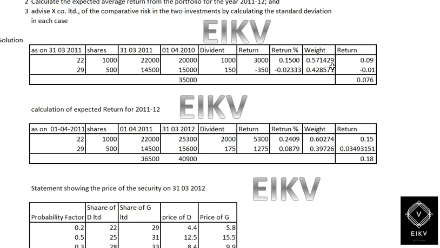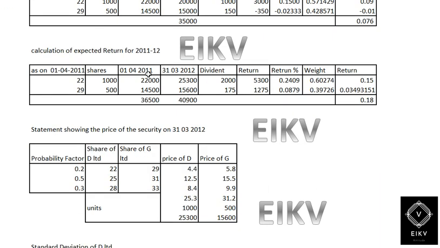Now the weight computation. The weight is the amount invested per share divided by the total amount invested. It would be 20,000 divided by 35,000 and 15,000 divided by 35,000, which gives the weights 0.57 and 0.42. When we multiply the weight by the return, we get the return of D Limited as 9% and the return of G Limited as about 0.01%. So when we take the total, it would be 7.6% as a rounded figure.